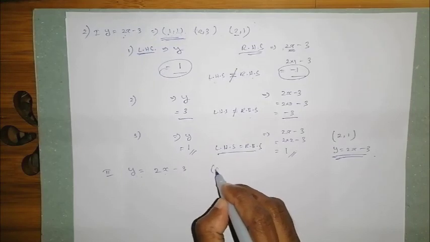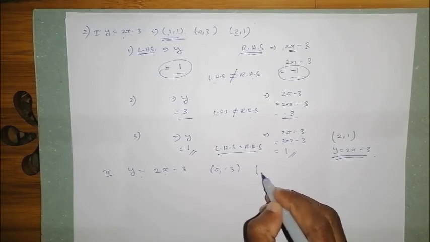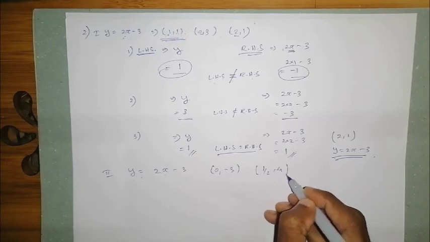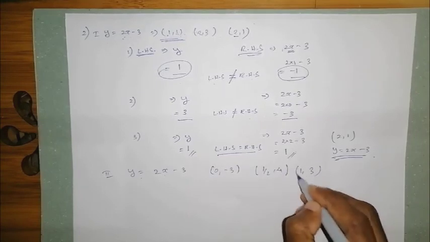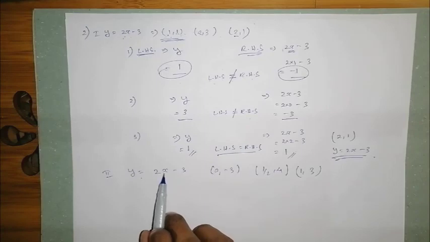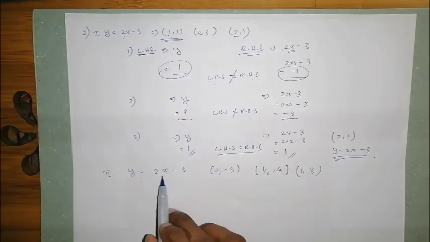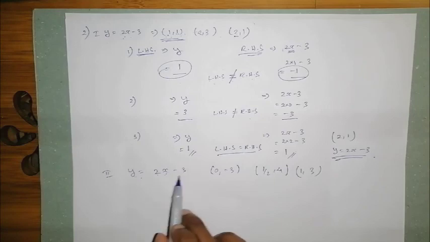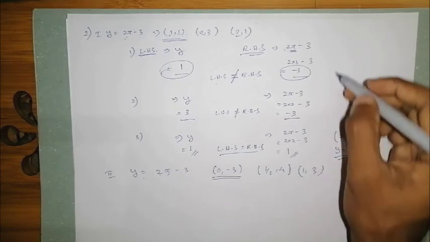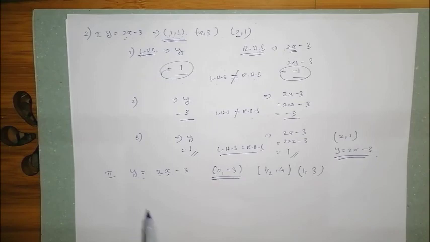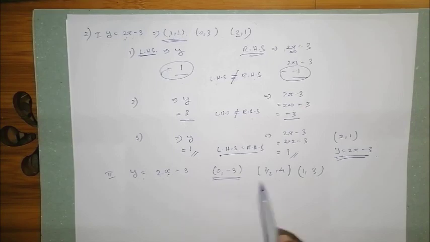So different coordinates are given: 0, -3, half, 4 and 1, 3. So we substitute 0. If you substitute 0 like this, the result of y is -3. So using this working you can pick the answer. So 0, -3 is the coordinate that lies on 2x minus 3 among these given pairs. Okay, we'll go for the third question.